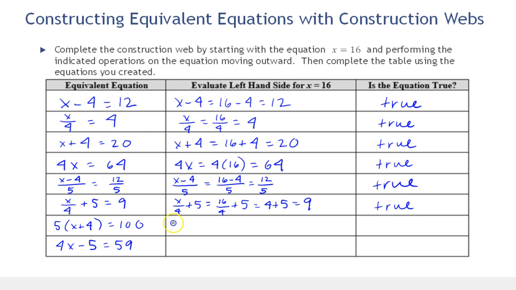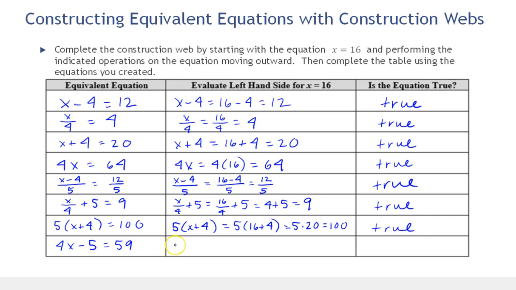Here the left-hand side is 5 times x plus 4. I'll replace x with 16. We could use the distributive property, but hey, this is numbers, so why bother? We can add 16 and 4, that's 20. So we have 5 times 20, which is 100. And that corresponds.